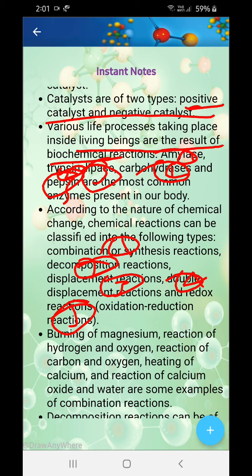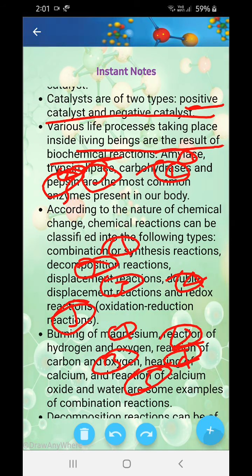Now there are some examples. What are the examples of combination reaction? Burning of magnesium, reaction of hydrogen and oxygen, reaction of carbon and oxygen, heating of calcium, reaction of calcium oxide and water.